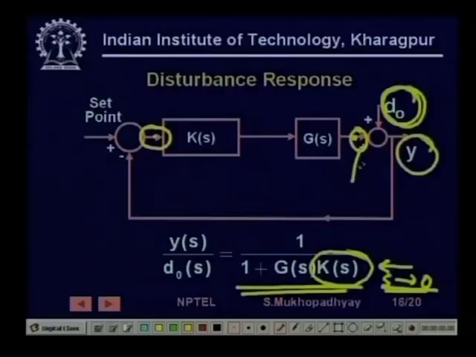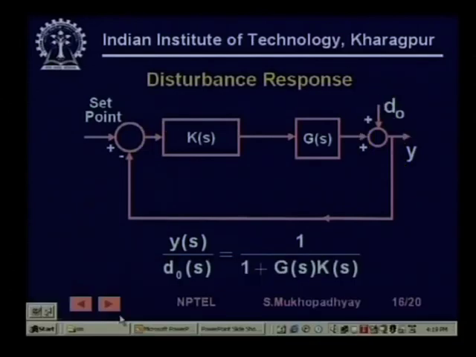So, the integral will rise, and instead of producing y, it will automatically produce an output y minus d0, so that after adding d0 you will get the desired value of y. So, this is going to happen. Integral control is one of the major ways of reducing disturbance response.